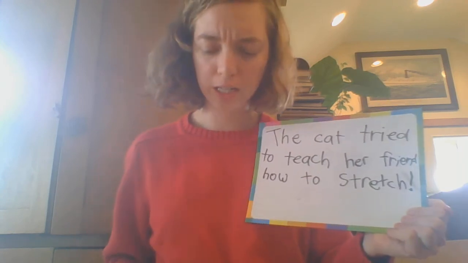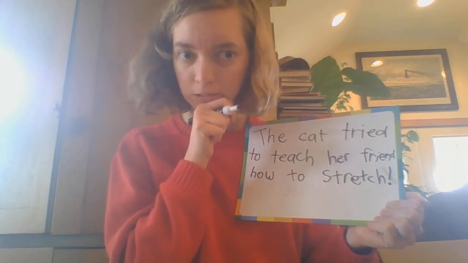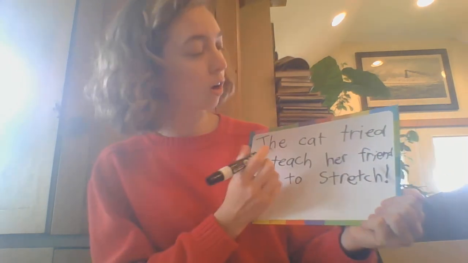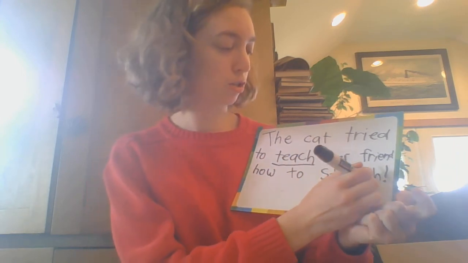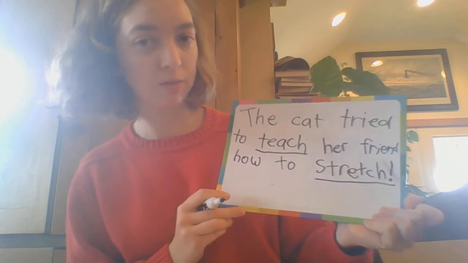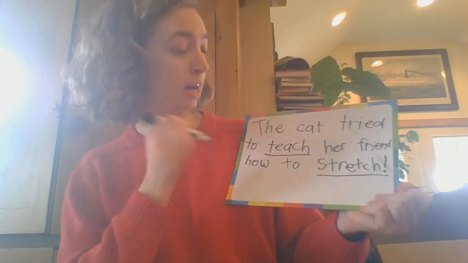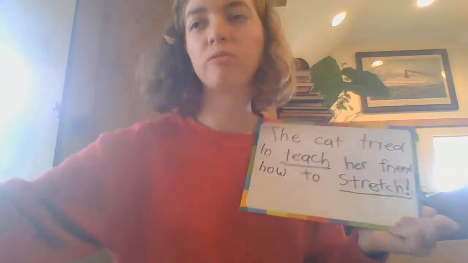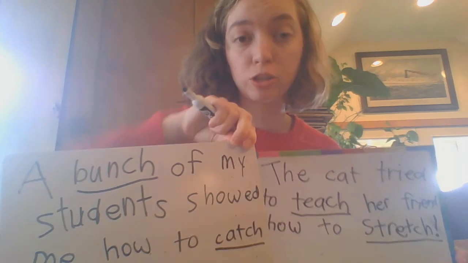Does anyone know what I need to do next? Let's think. I'm not done. I know, I need to underline all of our special words that we are learning. So teach and stretch. Correct, if you knew that, that's what we are supposed to do. The cat tried to teach her friend how to stretch. These are two very silly sentences, and because they're so silly, I think it would be fun to draw them.